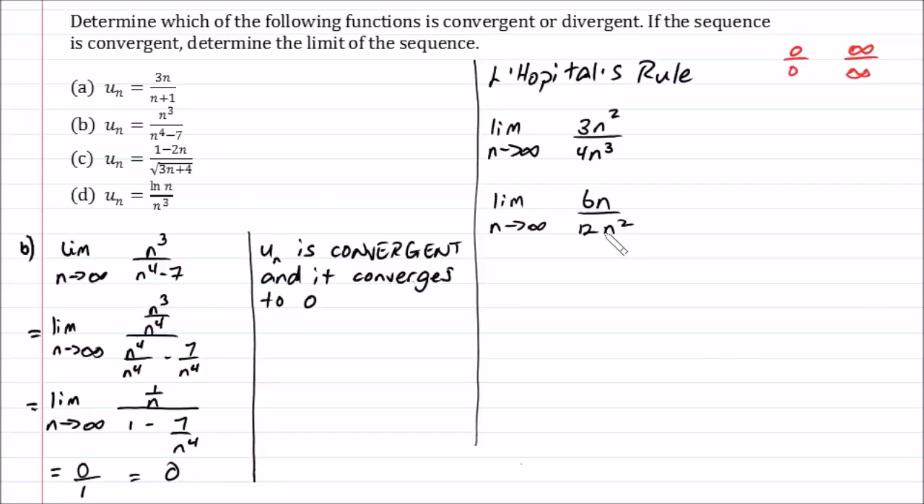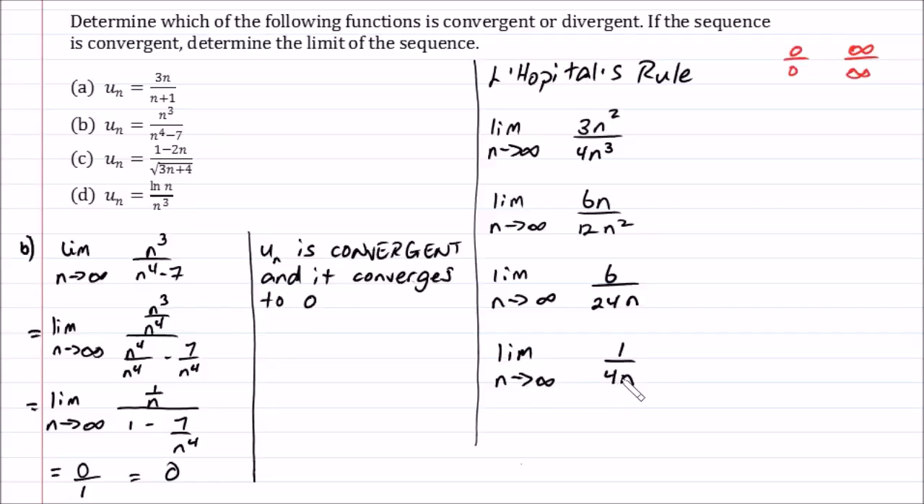We still have the case of infinity divided by infinity. So we differentiate again. That will give us 6 divided by 24n, which we can do a little simplification there to give us 1 over 4n.